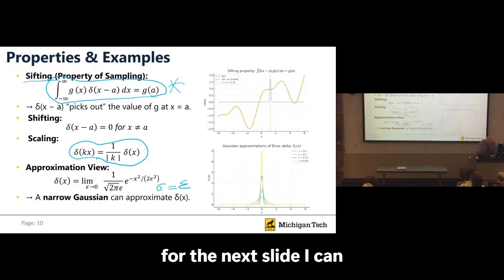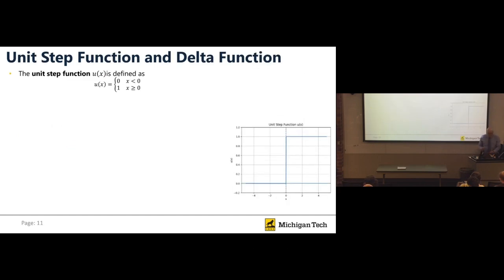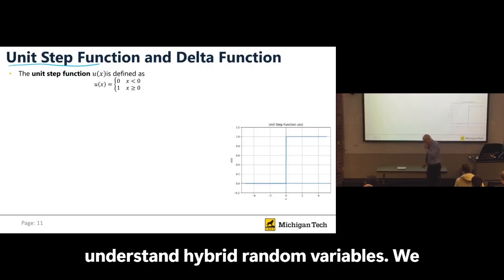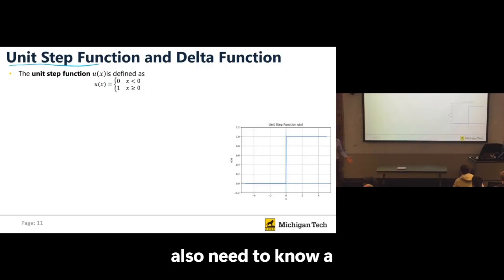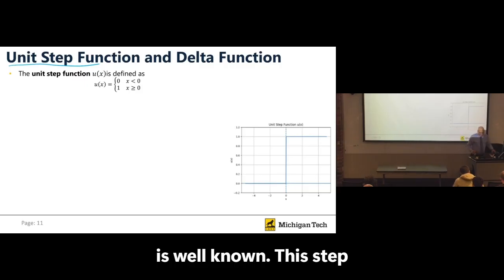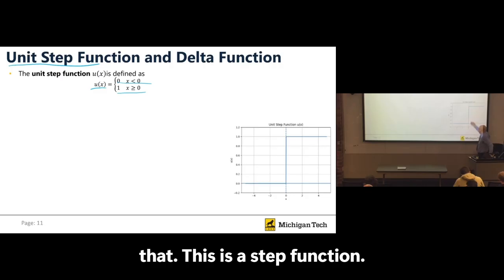Okay, so what else did I want to mention here? Okay, I forgot. Anyway, I can explain that in the next slide as well. What about a step function? To understand hybrid random variables, we also need to know the step function. A step function is well known. It's a step. We consider u as a step function: it is 0 when x is less than 0, and is 1 when x is bigger than or equal to 0. So it's like that. This is a step function.